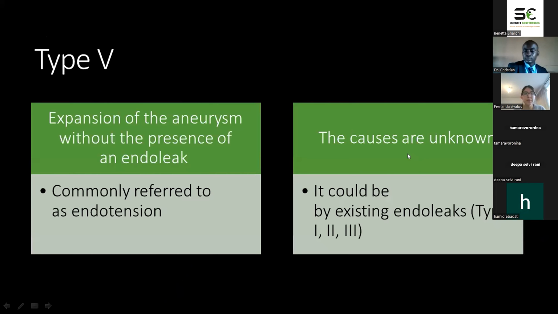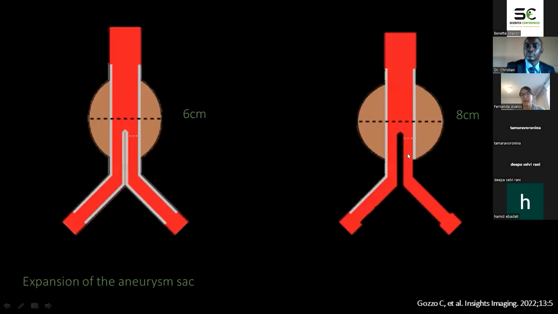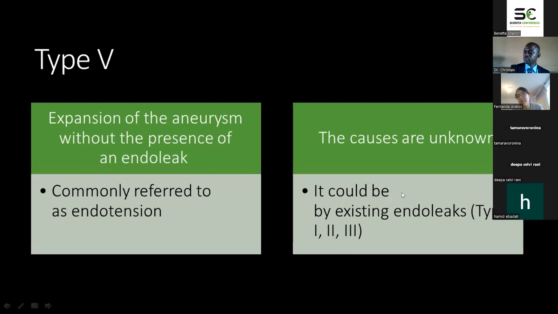And finally, type 5 is also called endotension. This means that the aneurysm gets bigger, but there is no specific cause. There is not an endoleak. In this diagram, we can see it more clearly. So for example, in the first year, the aneurysm had 6 centimeters of transverse diameter. 2 years follow-up, the aneurysm grows, but there is no endoleak, there is no other bleeding. So this is called endotension, and it's believed that it can be because there are existing endoleaks, type 1, 2, or 3, that we didn't diagnose.